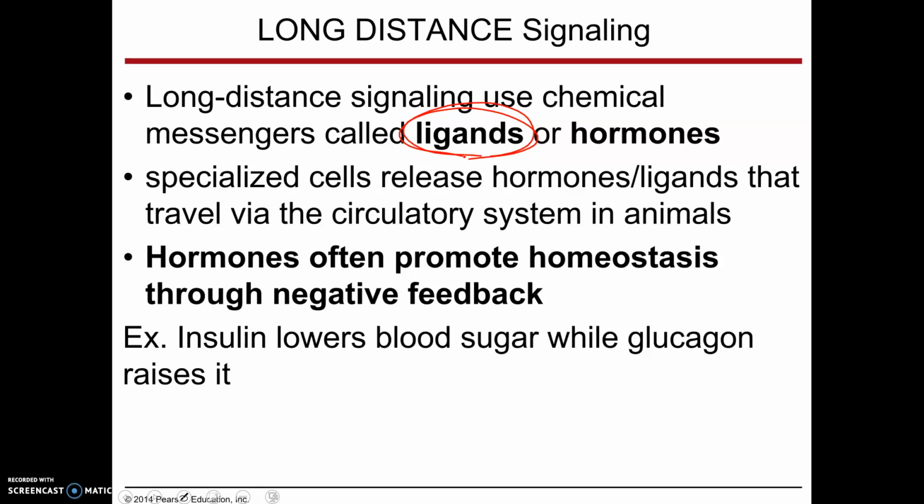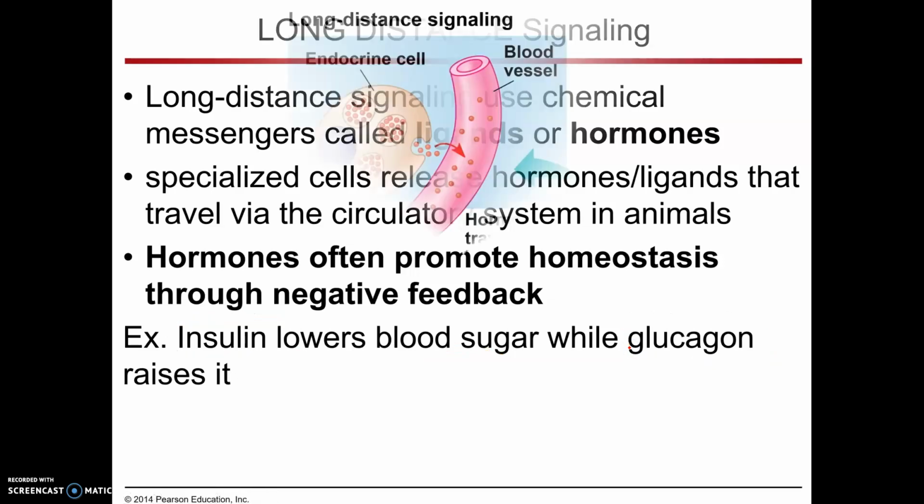A lot of times this is for the purposes of negative feedback, maintaining homeostasis. For example, if your blood sugar gets too high, you release insulin to lower it. If it gets too low, you release glucagon to raise it, and the idea is that you have this balance that's maintained.